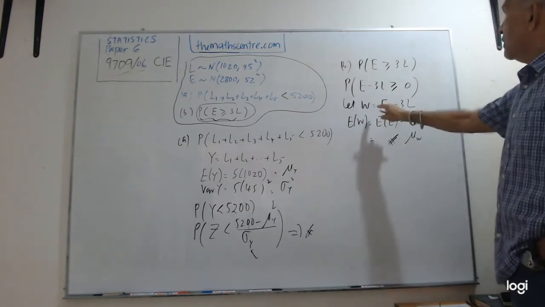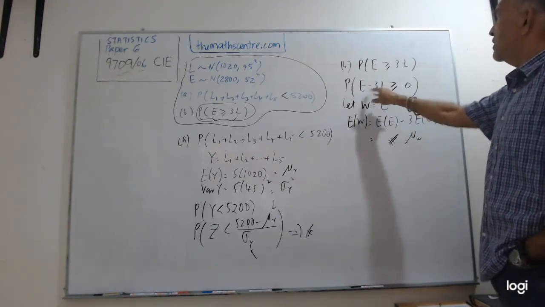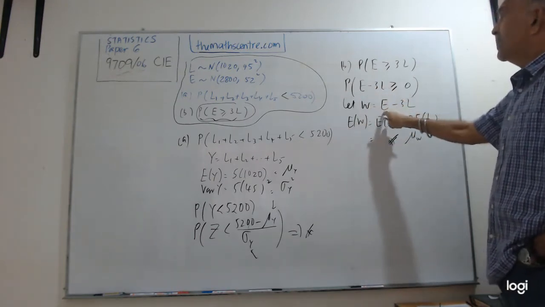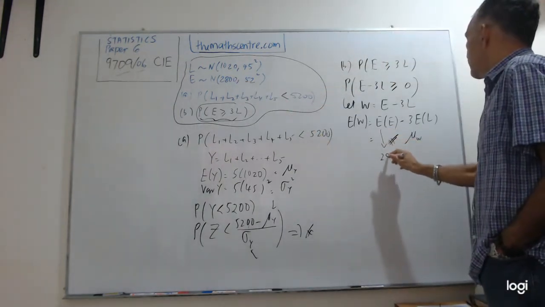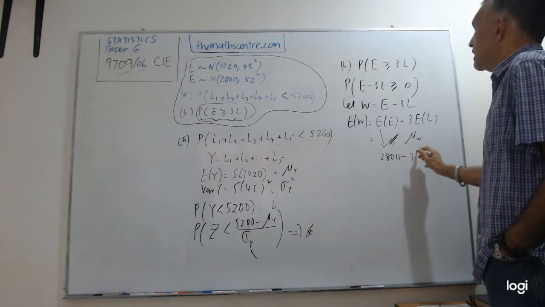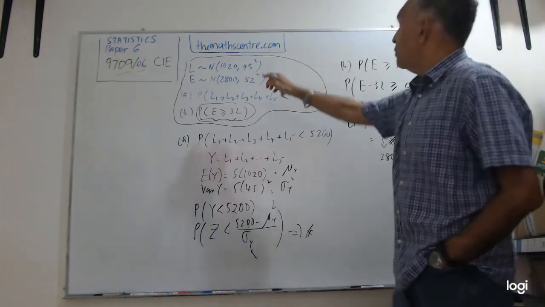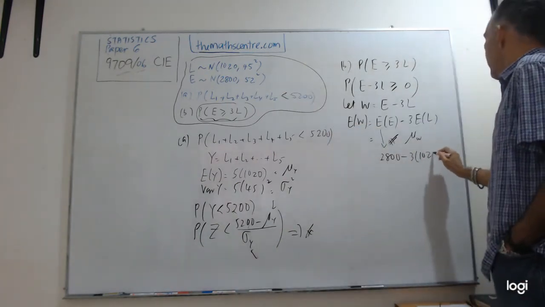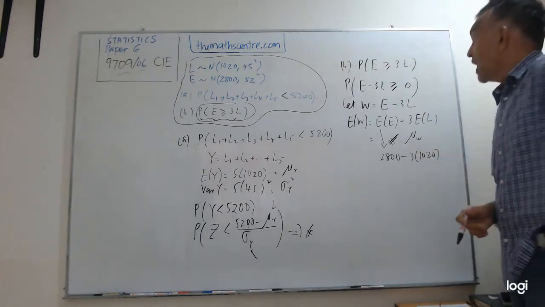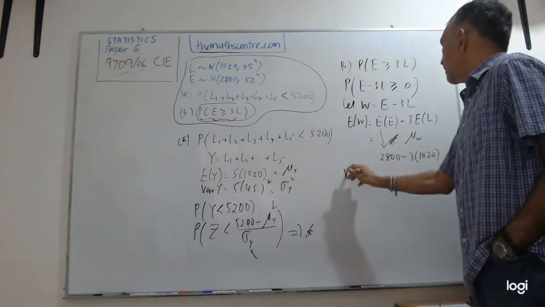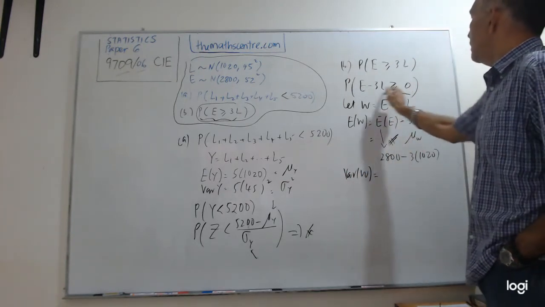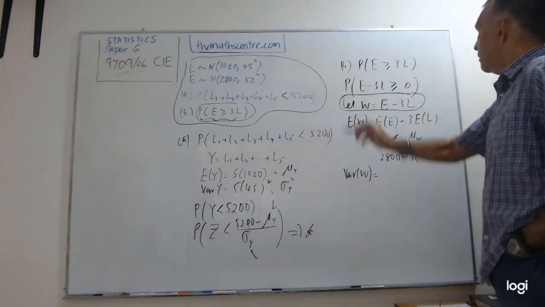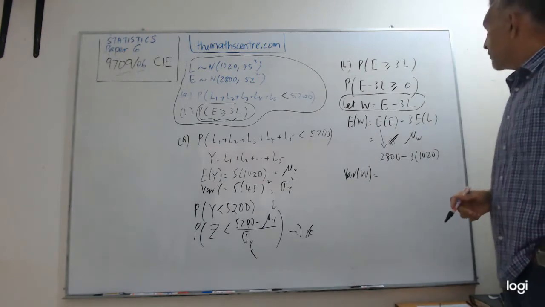So the expected value of W, I'm calling this W, will be the expected value of E. That's how much? 2800. This is 2800 minus 3 times the expected value 1020, and you'll get a certain number. Okay, and then we need the variance of W. What's the variance of W? We are here now, right? This is W. Let me just put that in a little rectangle.